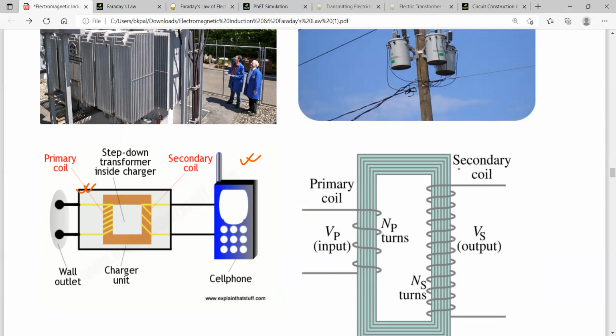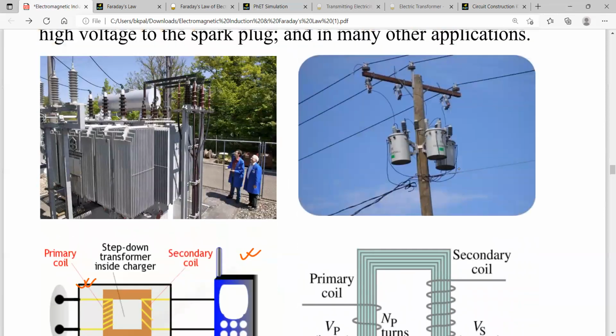Some other examples of transformers you normally see around your city or close to your house are these, and these. Sometimes we use a transformer to step down, I mean decrease the voltage, or step up to increase the voltage. Most of the time we use it to step down, I mean decrease the voltage.